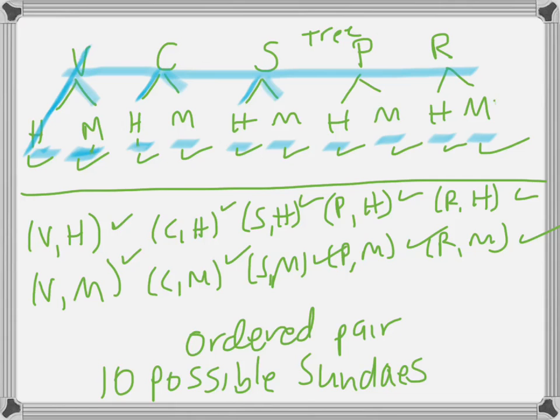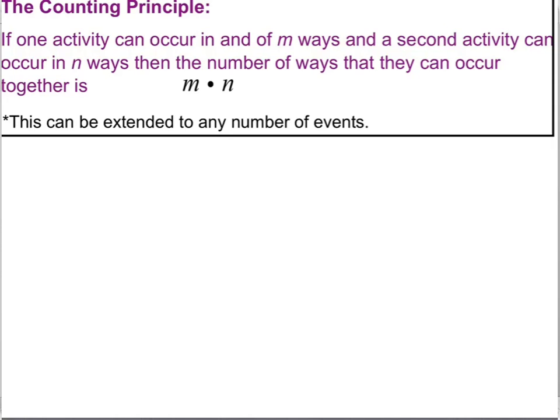Now, to answer just the number of possible outcomes and not to list them out, because sometimes listing them out could be very difficult if you have like 100 possible outcomes. You don't want to list them all out, but you just want to know how many. We're going to use something called the fundamental counting principle, or just the counting principle. If one activity can occur in M amount of ways, and a second one can occur in N amount of ways, then the number of ways they can occur together is the product of the two ways.